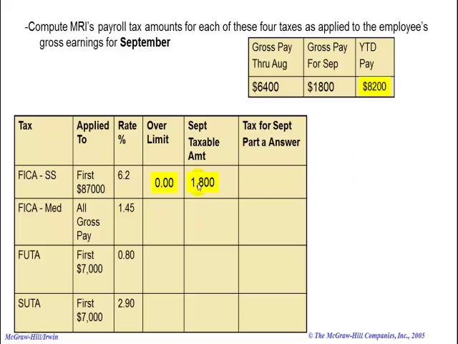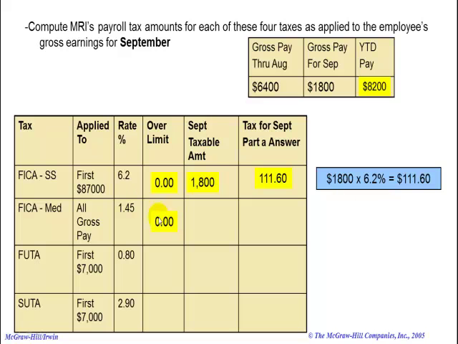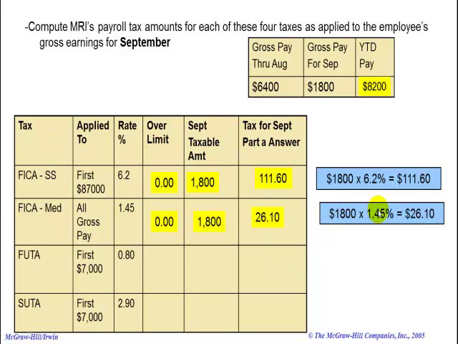And so $1,800 times 6.2% will be $111.60. For Medicare, there's not going to be anything over the limit, so the whole amount will be taxable, which will be $26.10. And here's the calculation, 1,800 times 1.45%.